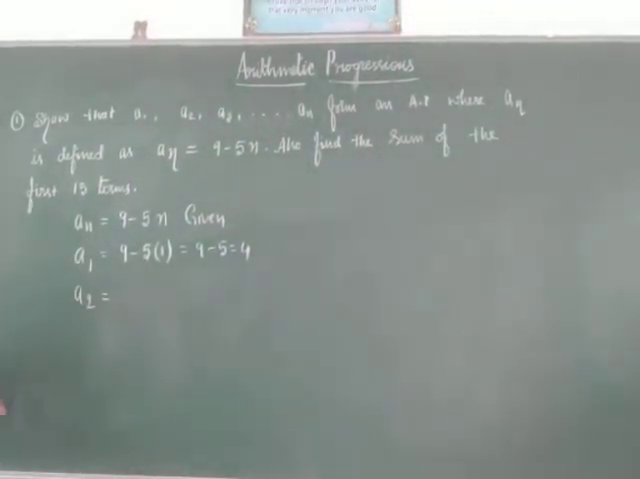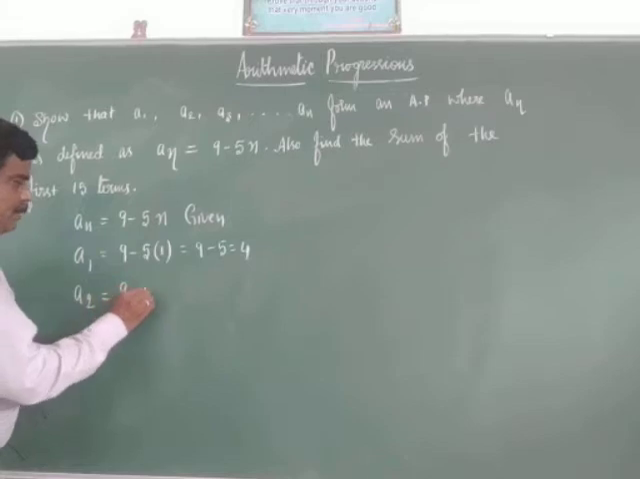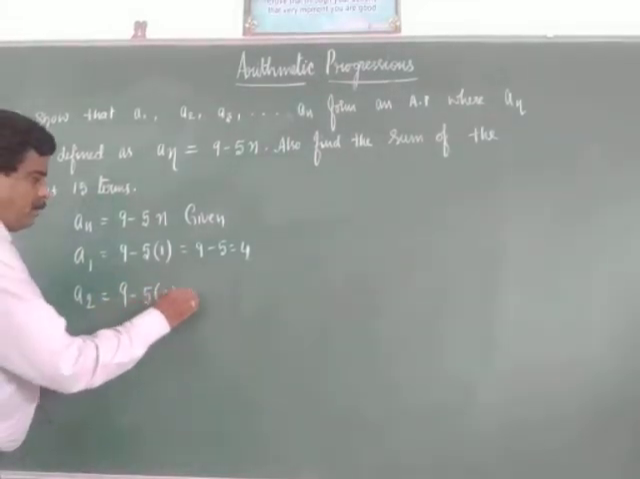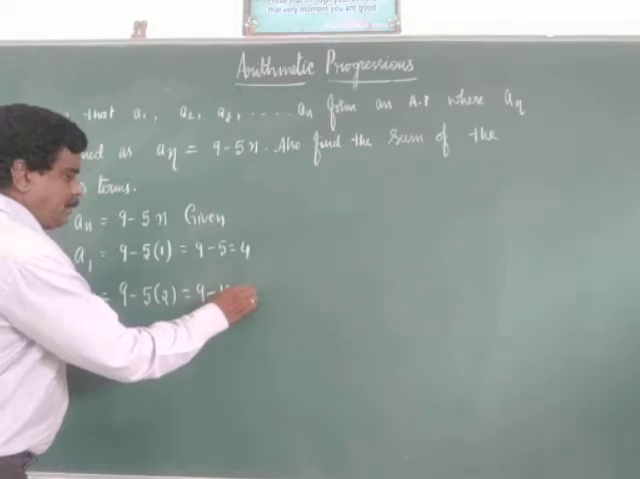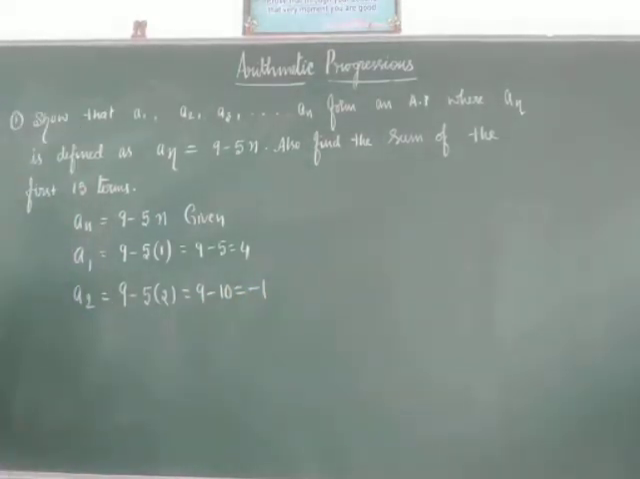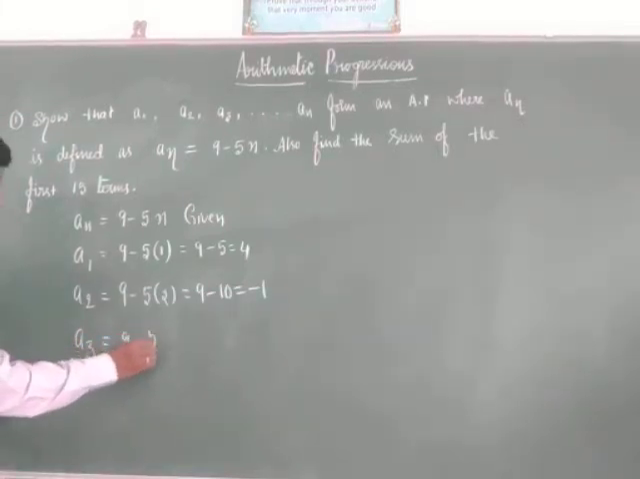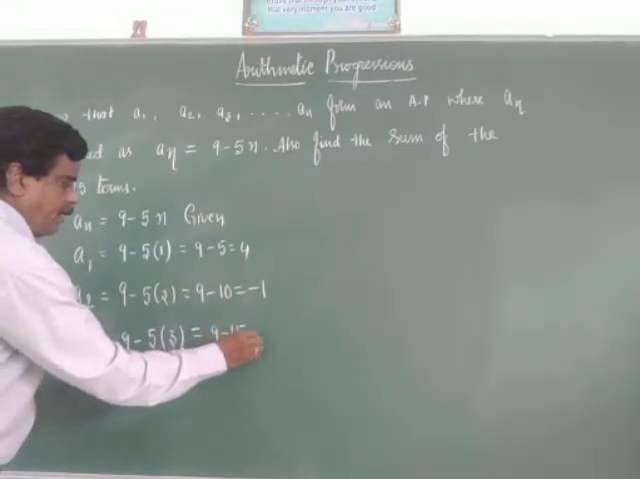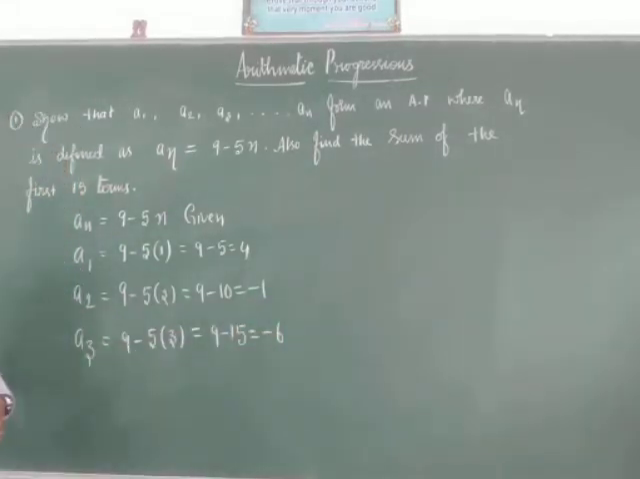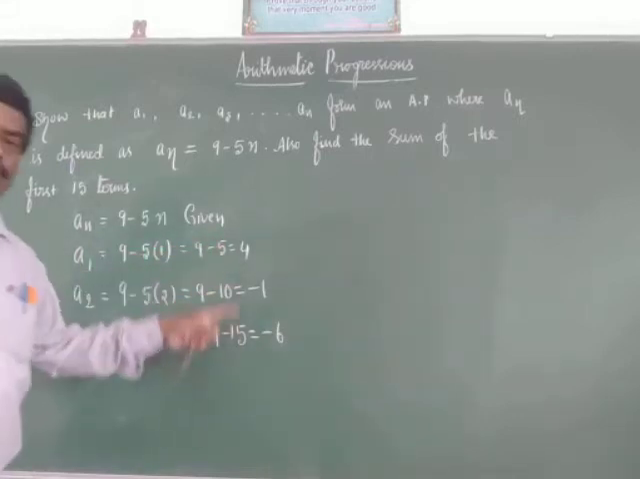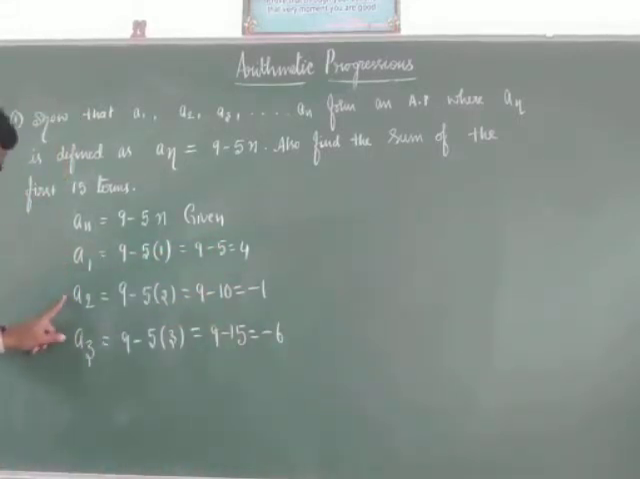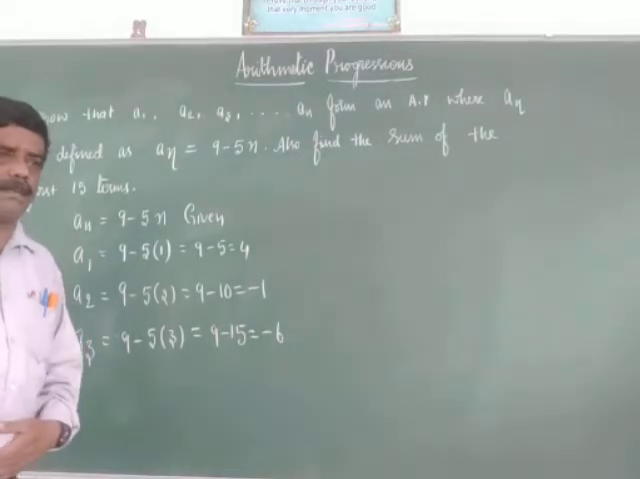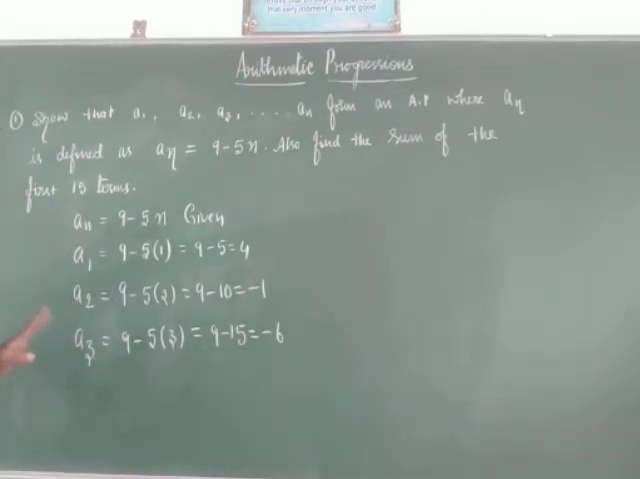So A2 is equal to 9 minus 5 into 2, which is equal to 9 minus 10, which is nothing but minus 1. Now A3 means third term, 9 minus 5 bracket 3 is equal to 9 minus 15 is equal to minus 6. Next we can go on finding A1, A2, A3, A4, A5, A6 like that. But this 3's timing is more than sufficient, or I can go for one more if you want.